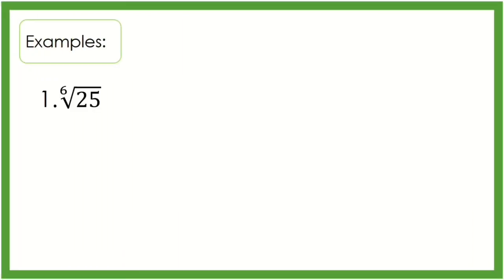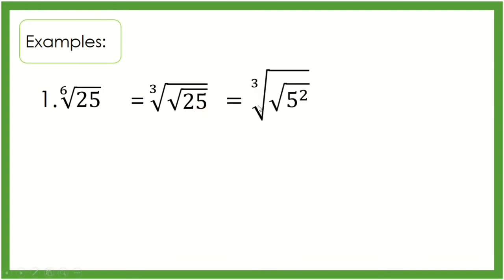Okay, let us have examples using the third law of radicals. Number 1, 6th root of 25. So, apply natin yung third law. Isip tayo ng factors ng 6. So, that is 3 times 2. So, we have the cube root of square root of 25. Meron tayong makukuhang square root ng 25. So, this is equal to the cube root of square root of 5 squared. Ang 25 ay equal sa 5 squared.